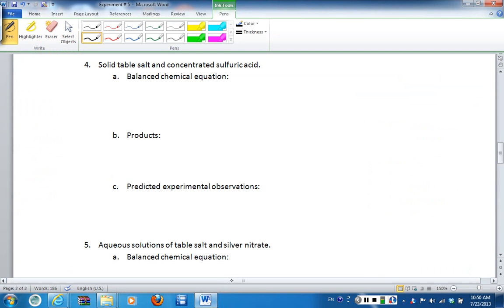Okay, so for question number 4, we have solid table salt reacting with concentrated sulfuric acid. So we have our reactants for our chemical equation. We have table salt. We know that it has a formula of NaCl, and the problem tells us that it is in the solid phase. We then have concentrated sulfuric acid, and we know that the chemical formula for it is H2SO4. And because it is an acid, we know that it has an aqueous phase.